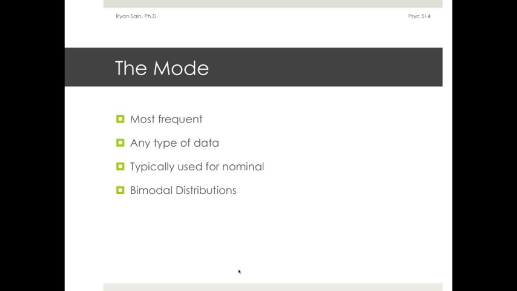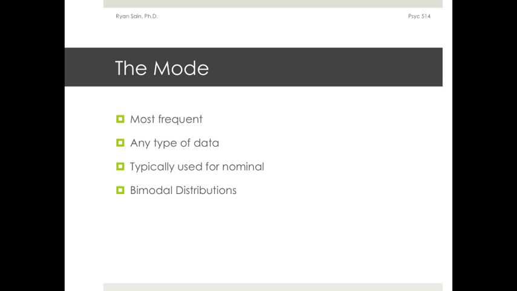The mode, simply stated, is the most frequent, right? The most frequent response, the most frequent score. It works with any type of data, but it's typically used for nominal situations, right? So, you know, how many people in the class have blue eyes or green eyes, or how many people are Pacific Islander or African American or whatever. The idea is that all we're doing is getting a count.